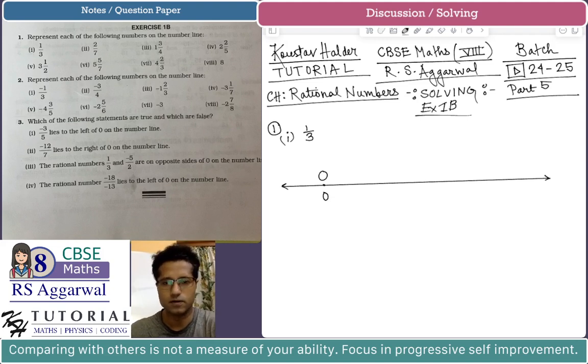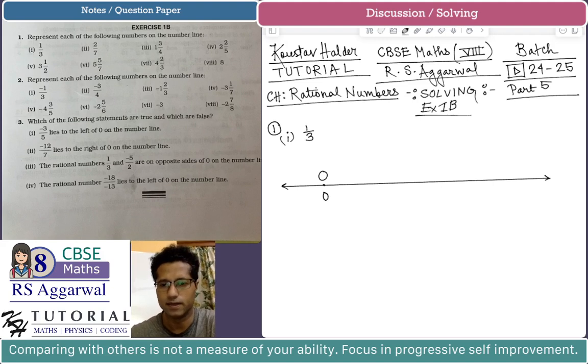Now if you have seen the previous video, part 4, you will be familiar with the concepts and the steps of how to represent a rational number on the number line. I discussed 4 cases, where the first case was a positive rational number, which is a proper fraction. The second case was a negative rational number, which is less than 1, and the third case was a mixed fraction, that is an improper fraction, a positive rational number, and the fourth case was a negative rational number, which is the negative of a mixed fraction. So this is case 1.